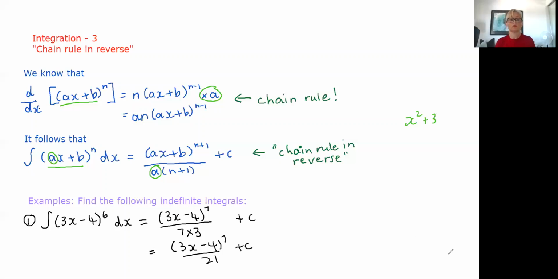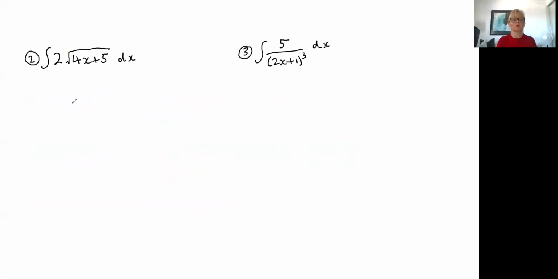Okay, let's try a couple more examples. Now these ones, you might recall from when we were doing differentiation, I said that it's a good idea, or in fact it's necessary really, to change to index notation before you start doing anything else with it. So we're still going to write the integration sign here, and we're just going to change this to index notation. Square root is the same as having an index of a half.